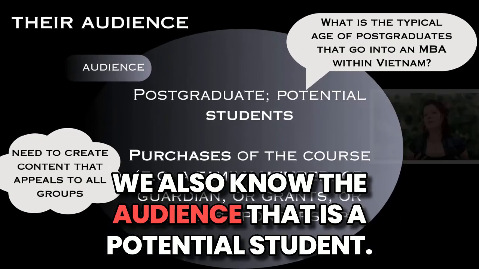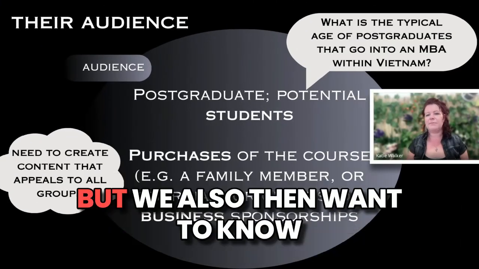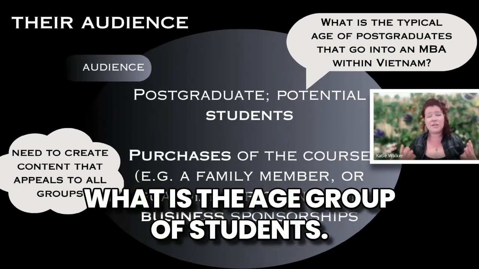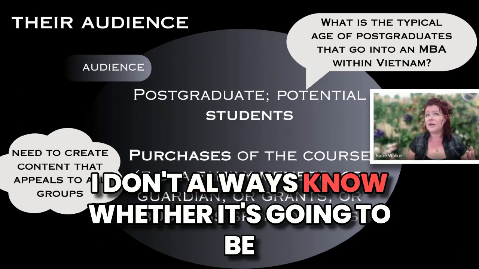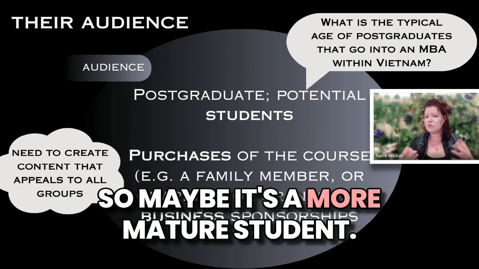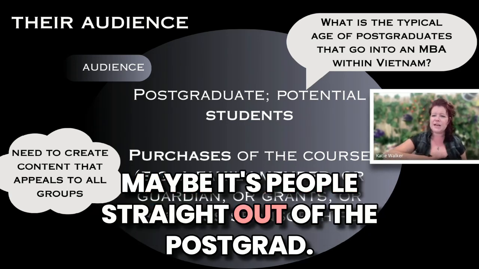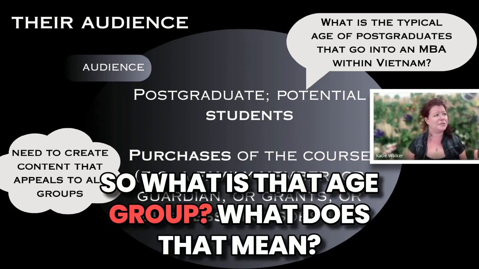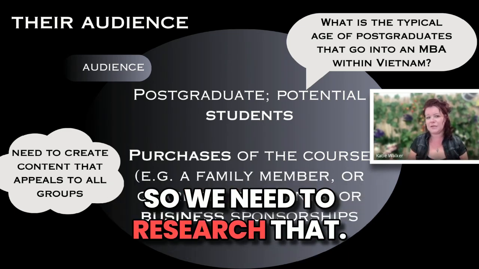We also know the audience is potential students, but we also want to know what the age group of students is. I don't always know whether it's going to be someone that's gone to work for a few years, so maybe a more mature student, or maybe people straight out of their undergrad. You never know. So what is that age group? What does that mean? We need to research that.